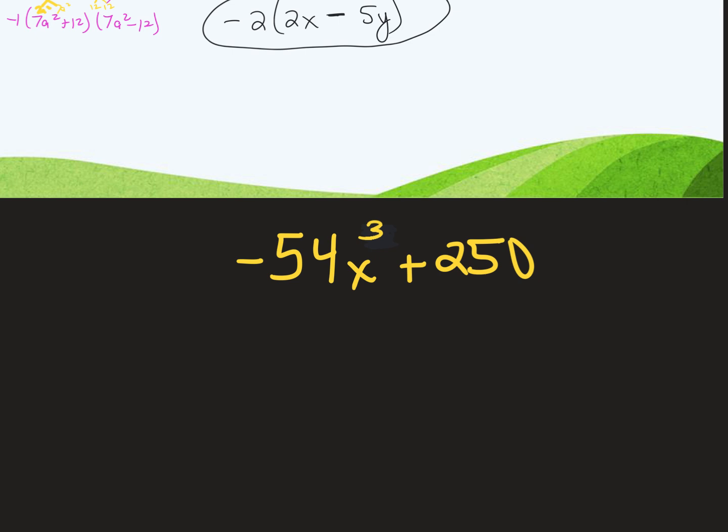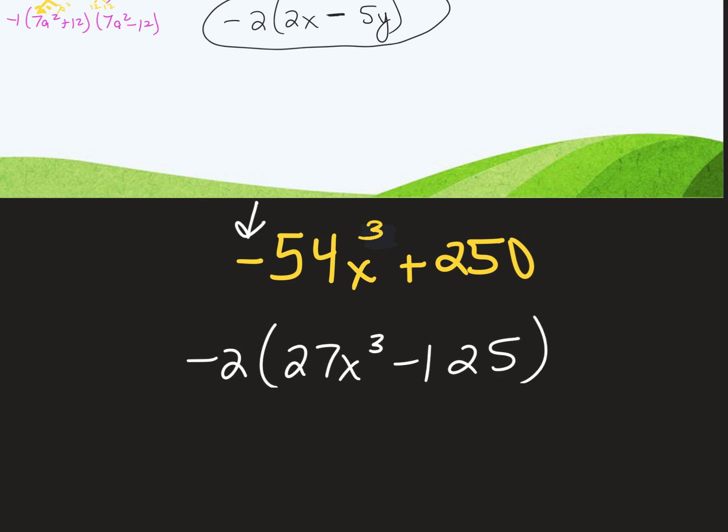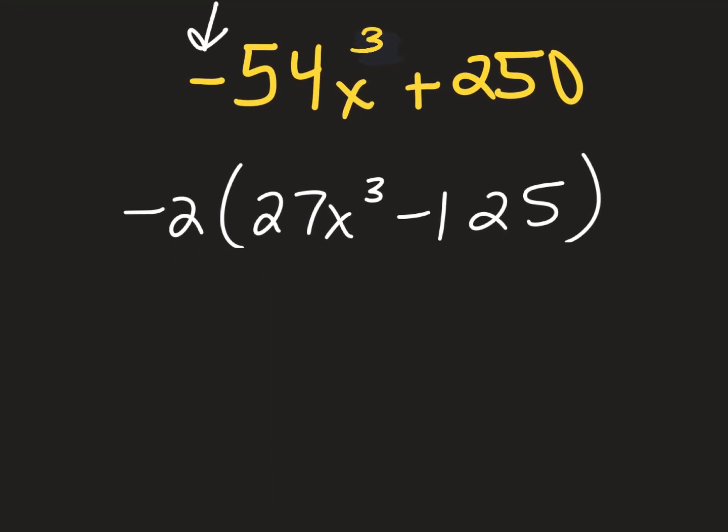What is the first thing we look for? GCF. Is there a letter and or number that goes into 54 and 250? 2. What kind of a 2 should I factor out? So I'm going to take out a -2, guys. When I divide -54 by -2, what do I get? 27x cubed. And then what is 250 divided by negative 2? It's 125. Okay, guys, at this point, what do we notice? This is now perfect cubes.